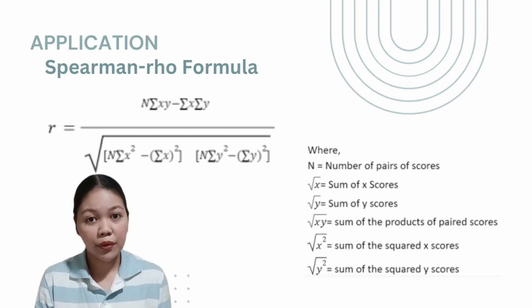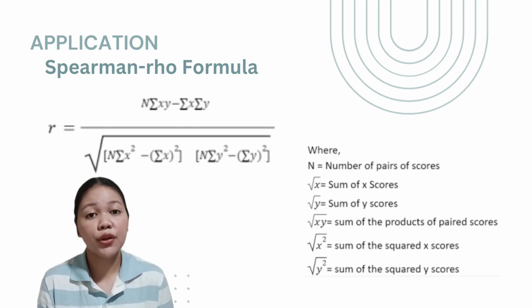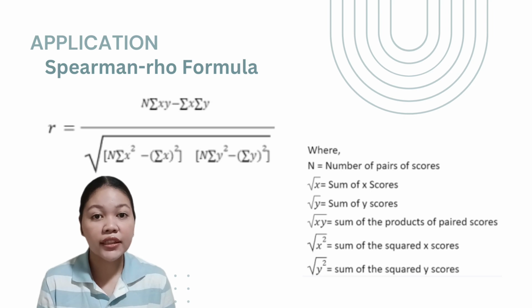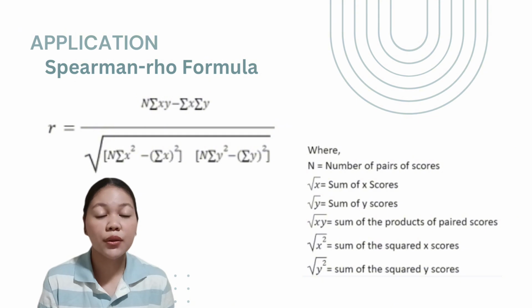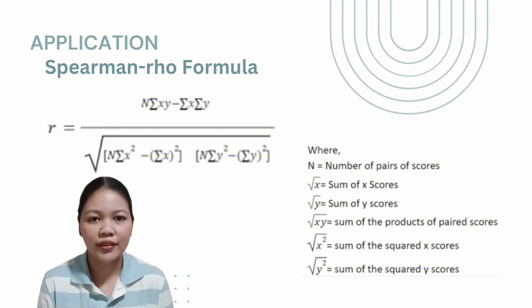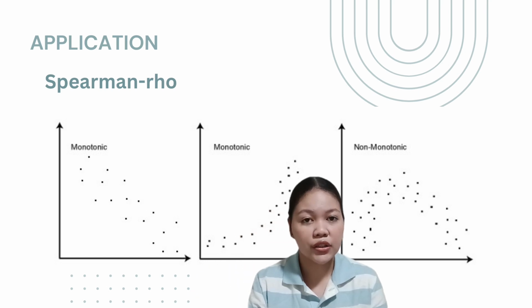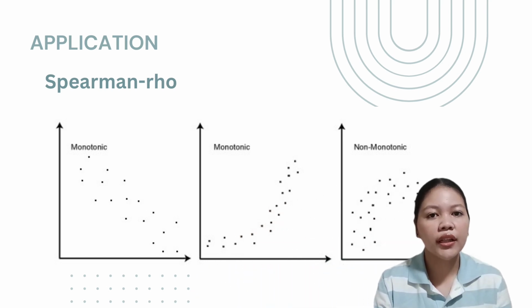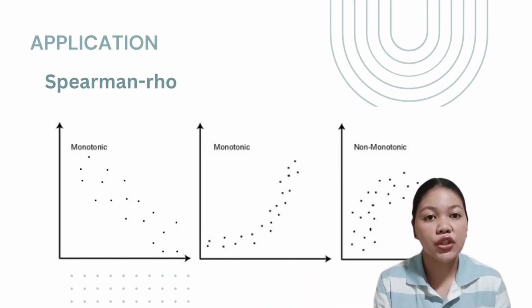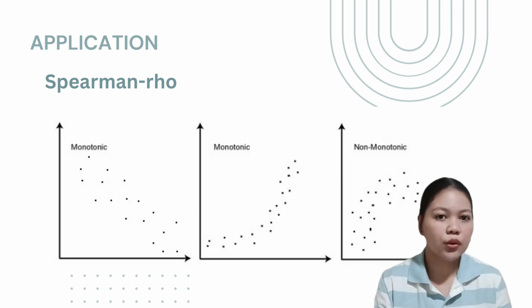Here is the formula for Spearman rho. This formula calculates Spearman rho by ranking the data, finding the difference between the ranks, squaring those differences, and scaling the result to fit between -1 and +1. To visualize this, we can use a rank comparison table. This table can help us determine whether the relationship between the variables is monotonic or non-monotonic.